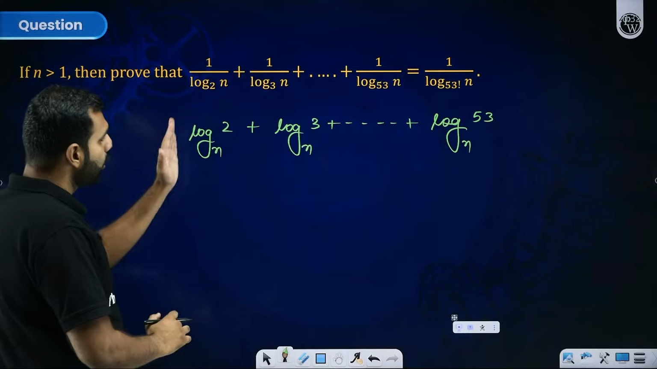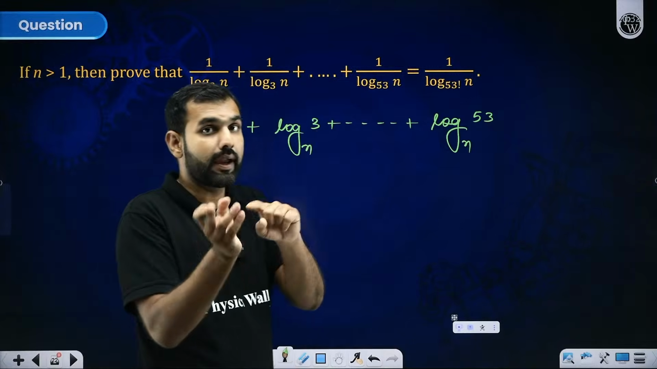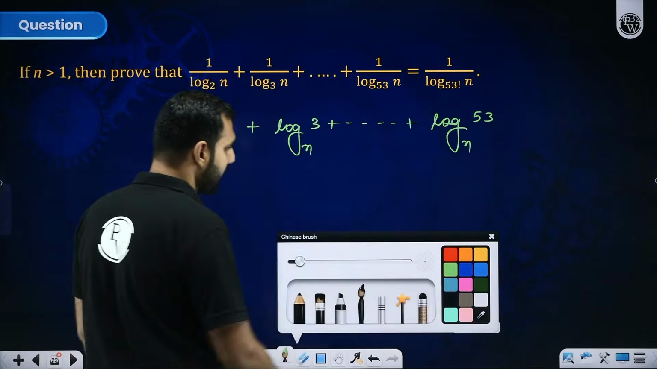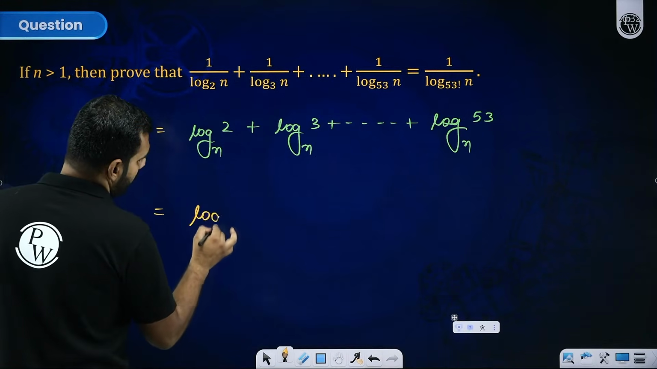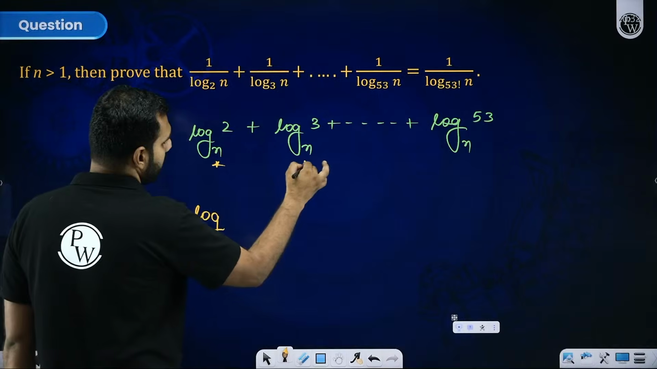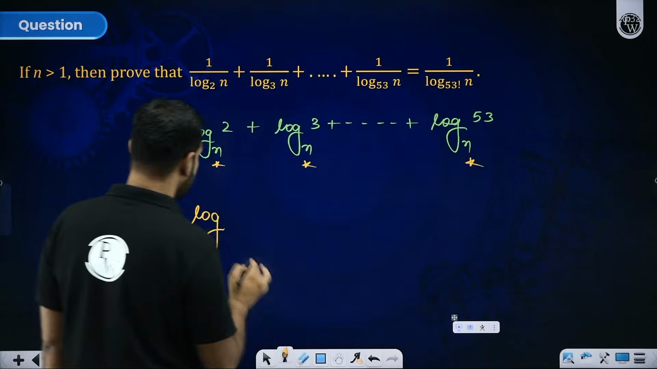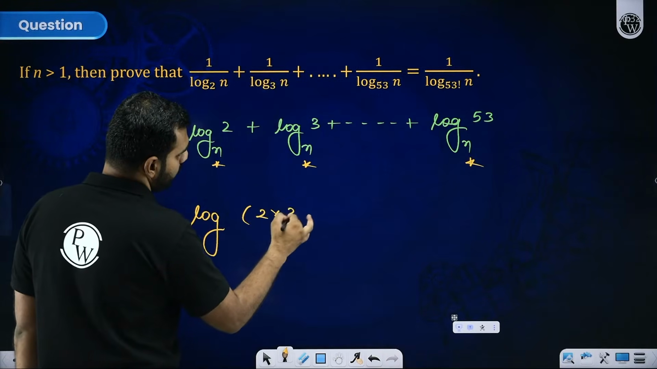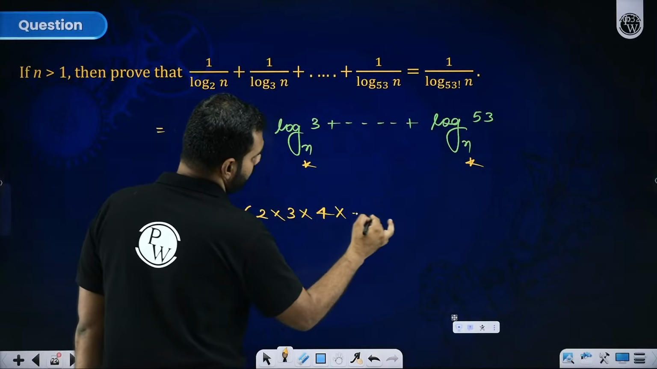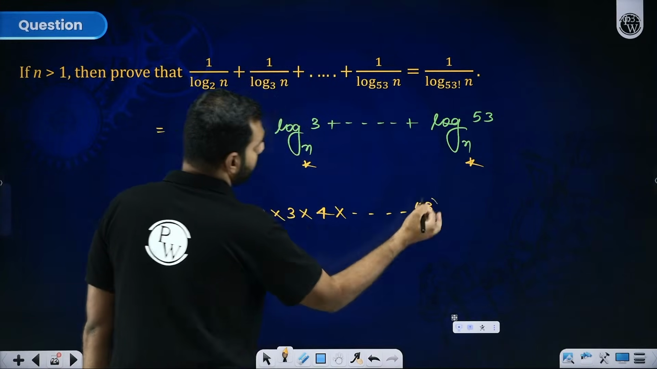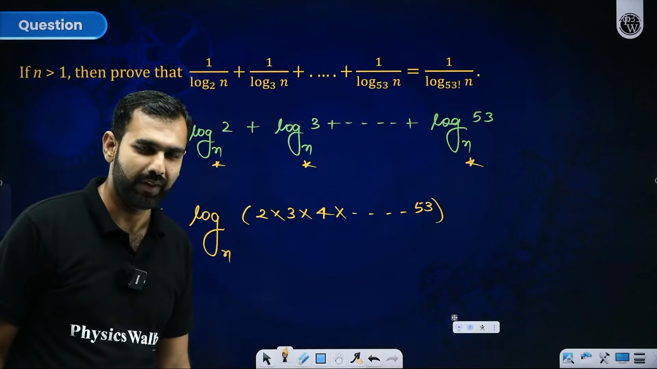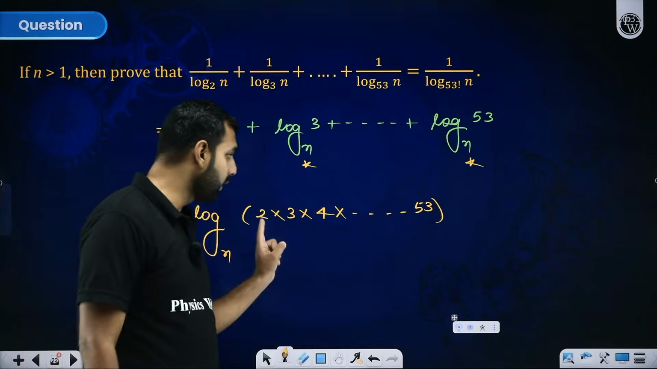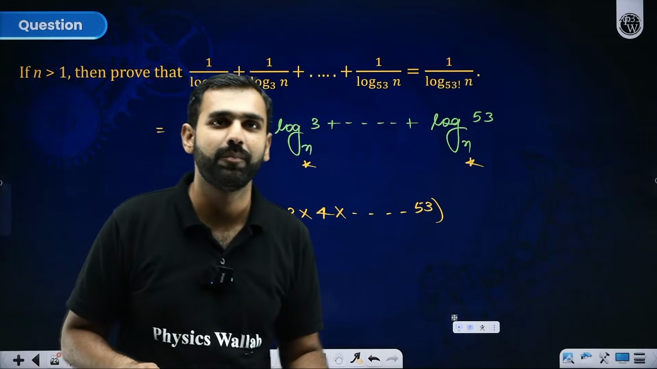With this, we know log m plus log n is log mn. So if they are getting added, I'll be writing it as log of, I hope you're noticing the base is same. The base is same. So I can write it as log of 2 into 3 into 4 into 5 until what? 53 whole at base n. Yes or no? Everyone. Can you help me? What is the product of first n natural numbers?